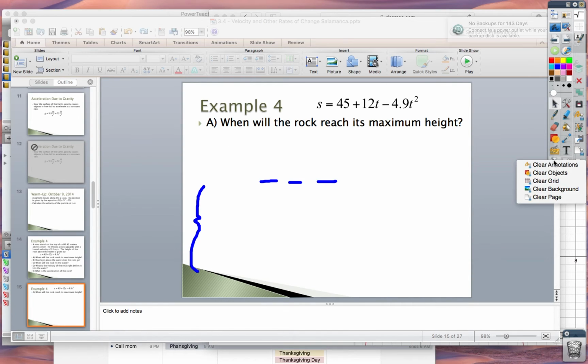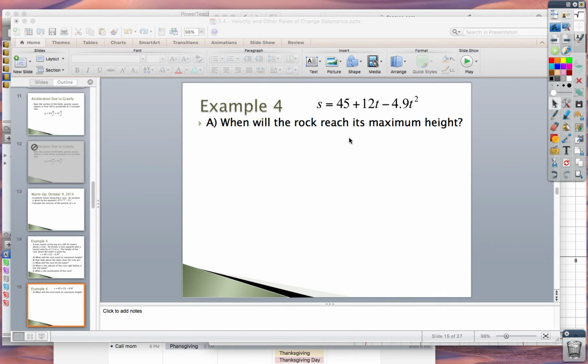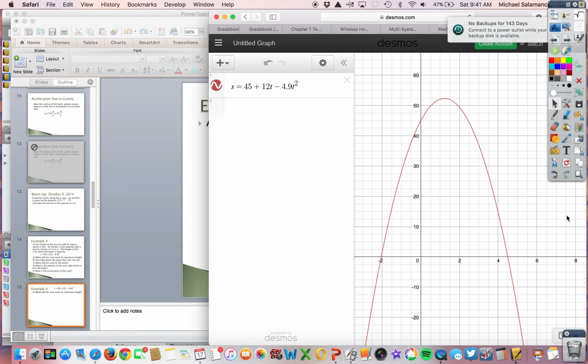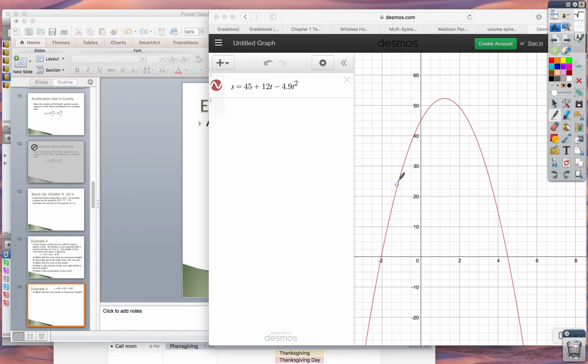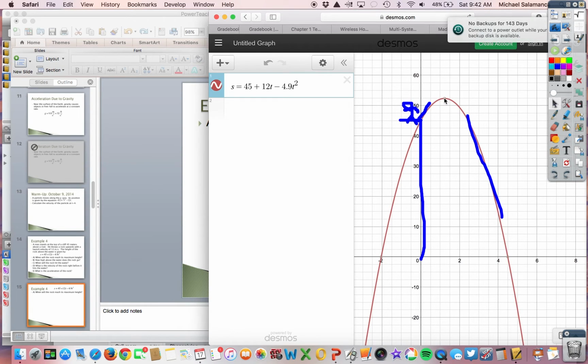Now, the question is, when will the rock reach its maximum height? So let's take a look at its graph. It says that we throw the rock from a cliff 45 meters high. So pretend for just a second, here you are, great picture, I know, throwing your rock from 45 meters high. You're throwing this rock and it's going up, up, up, and then it's going to go down, down, down. The question asks you, when is it at its max? And in this particular case, it should be 1.224.